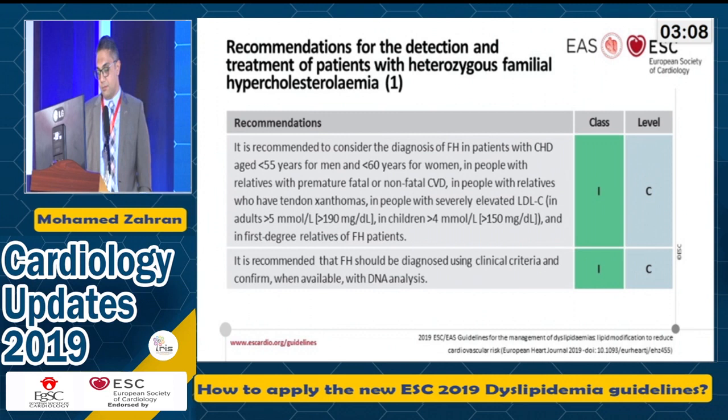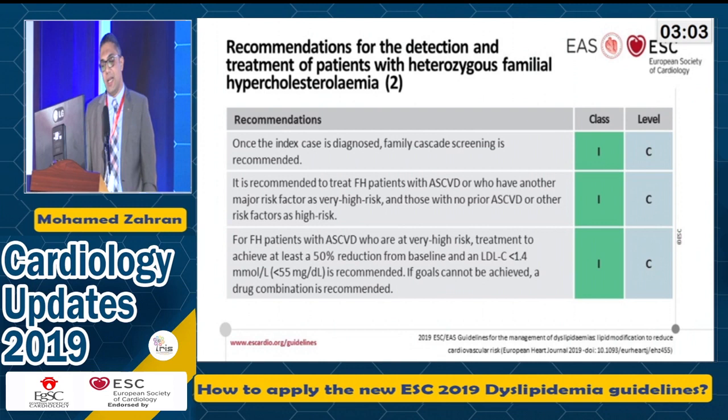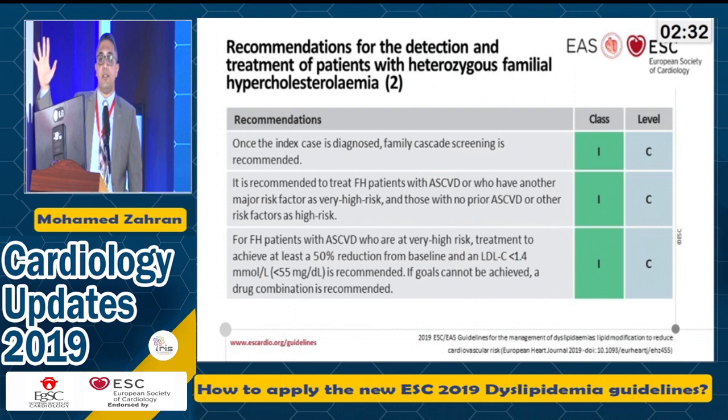You treat familial hypercholesterolemia patients who are at very high risk to achieve at least a 50% reduction from the baseline, and an LDL level less than 55 milligram per deciliter. This is a very high risk profile. They do not qualify to the score charts. They are treated with the maximum aggressive tolerated doses of statins. If not, add ezetimibe. If not, add PCSK9. Target 55 and at least 50% reduction of the baseline.